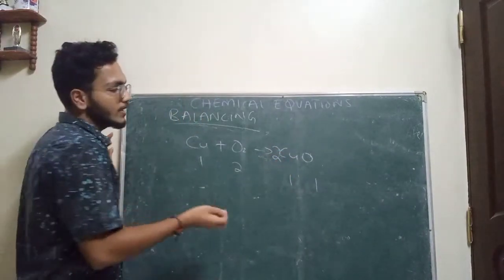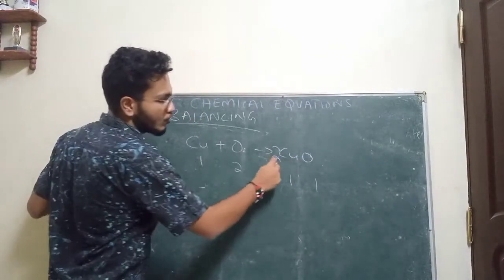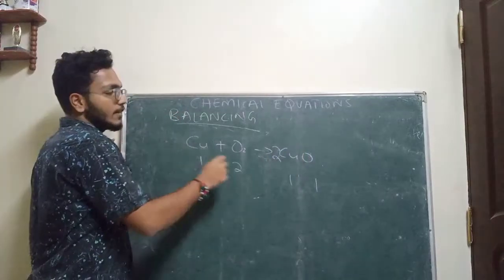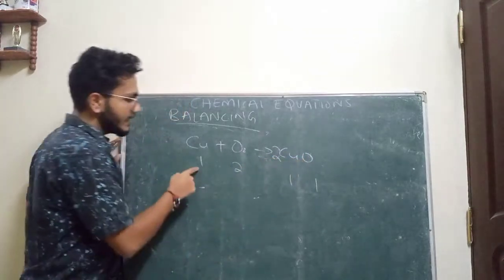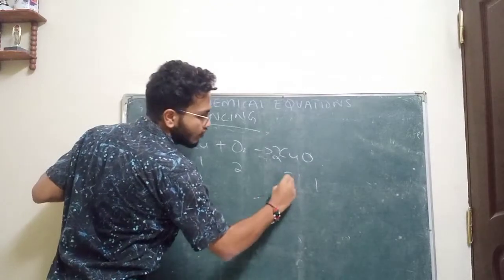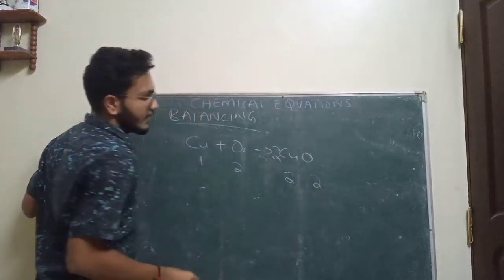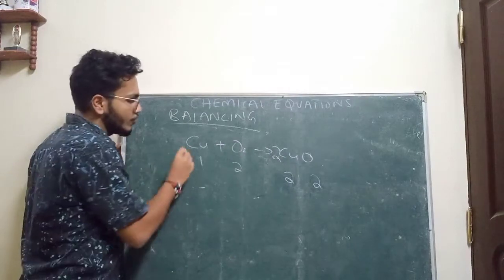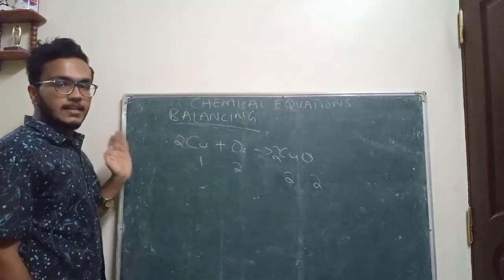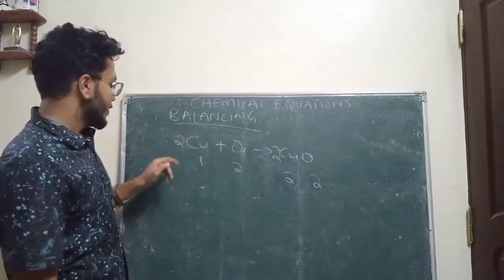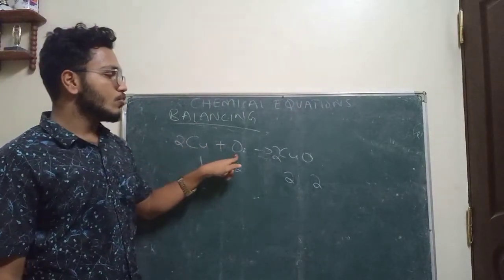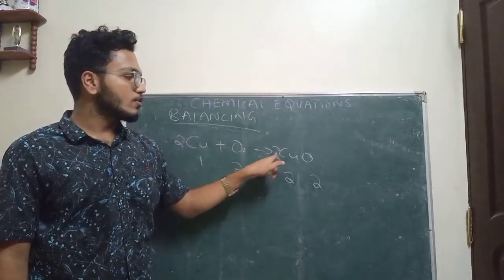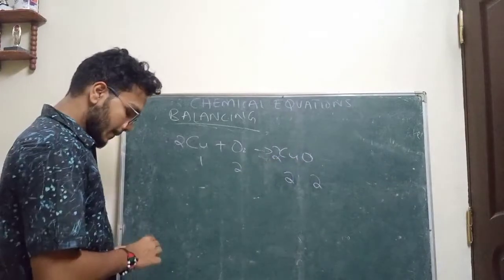Now this tells you that there are 2 copper atoms and 2 oxygen atoms. And now since there are 2 copper atoms here and here there is 1, here now there are 2. Here there are still 2, but of copper there is only 1 remaining, so you put a 2 over here. Now this equation is chemically balanced because 2 copper atoms plus 2 oxygen atoms form 2 copper atoms and 2 oxygen atoms.